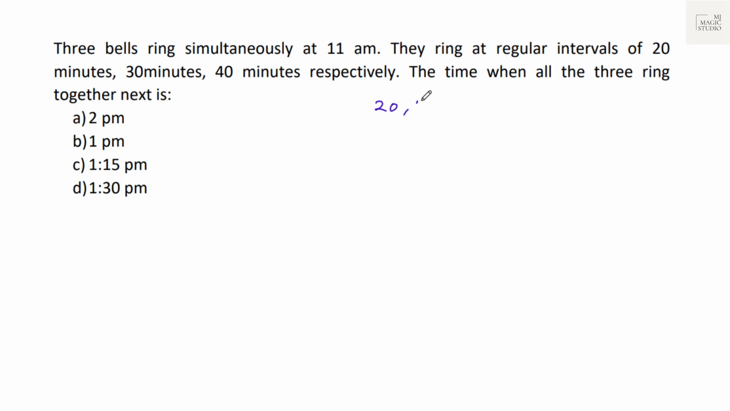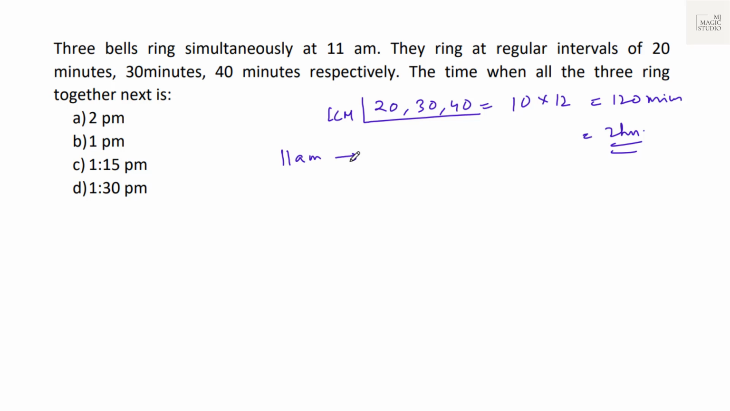So the LCM of 20, 30, 40 is what we are looking for. That is 10 into 3 into 4, 12, so 120 minutes. That is 2 hours. That means after every 2 hours, all the 3 bells will ring together. So after 11 a.m., 2 hours is 1 p.m., or 2 hours is 3 p.m., or 2 hours is 5 p.m., or 7 p.m. or 9 p.m. These will be the time slots when all the 3 bells would be ringing together.